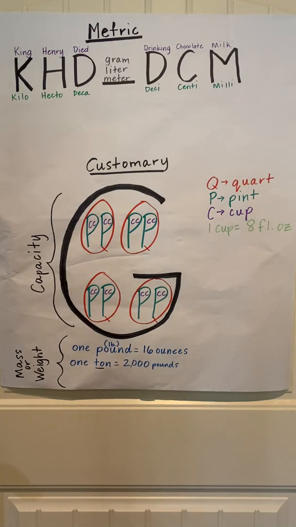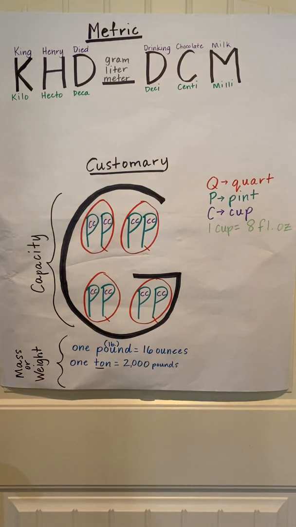Makes it really easy if you're making conversions in the metric system, but in the United States, we don't regularly use the metric system, so it'll help a lot if you remember that phrase, King Henry died drinking chocolate milk, so you know which order you should be putting each different prefix in.